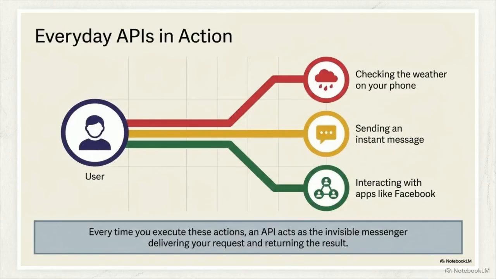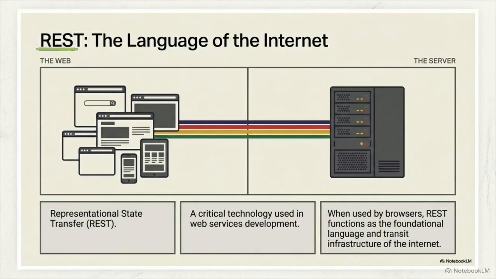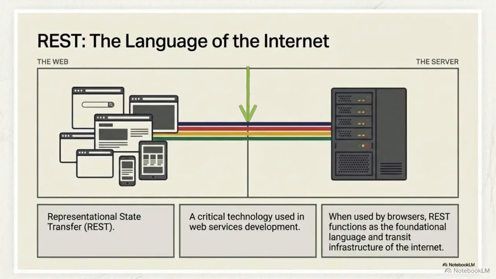This flowchart highlights everyday APIs in action. When a user checks the weather, sends an instant message, or interacts with a social feed, an API acts as the invisible messenger, delivering the request and returning the data. This diagram illustrates representational state transfer, or REST. It acts as the foundational language of the Internet, used by client browsers to reliably transfer data states across the web to the server hardware.